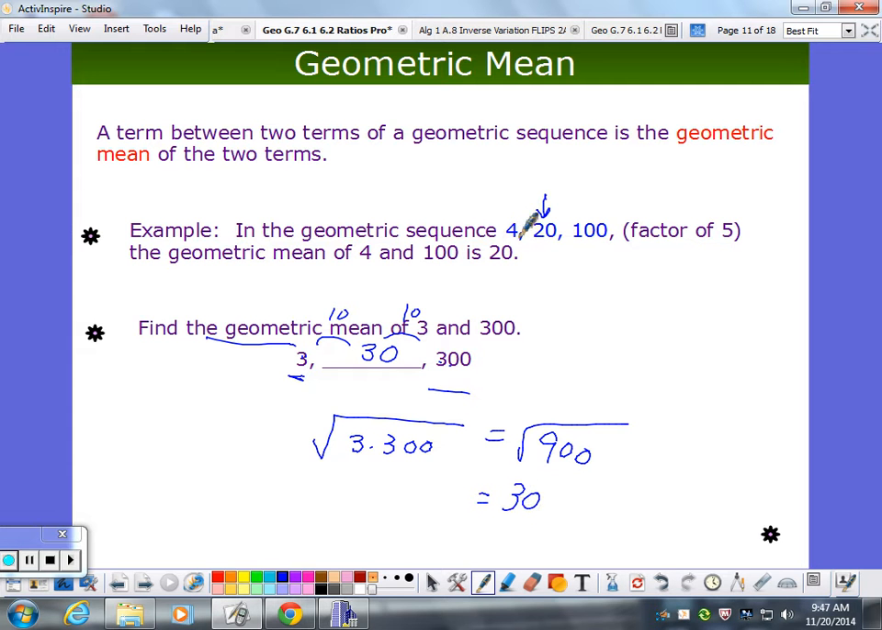Oh. So look what we do here. I think this is cool. To find an arithmetic mean, you add and divide by 2. To find the geometric mean, you multiply and take a square root.